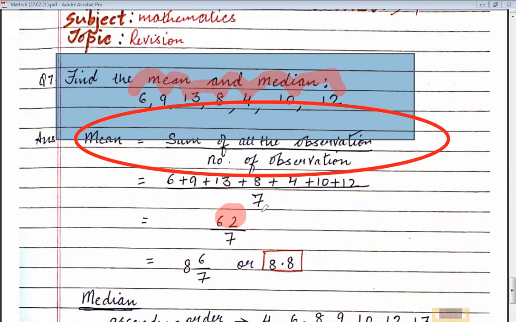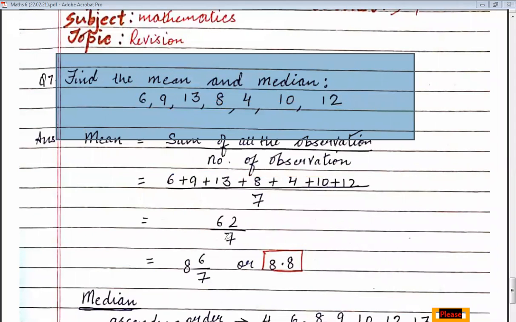And after that, you have to divide by the number of observations. And how many observations have you added? 7. So 62 divided by 7. Now as you got the answer as an improper fraction, convert it into a mixed fraction or decimal. So your answer is 8 6 upon 7 or 8.8. Is it clear, students? So this is your mean.